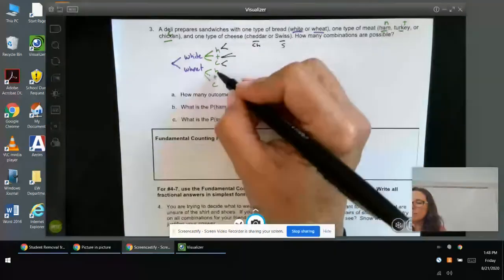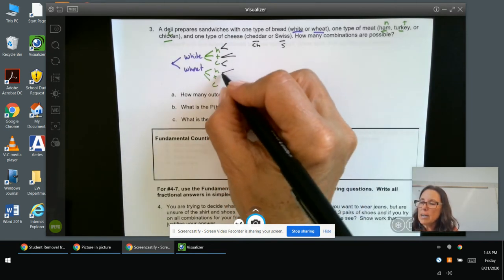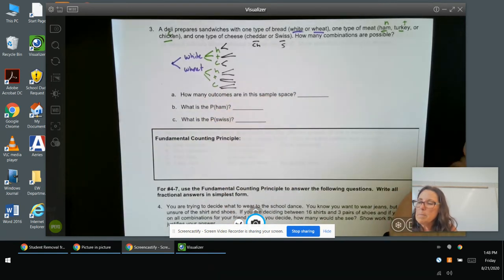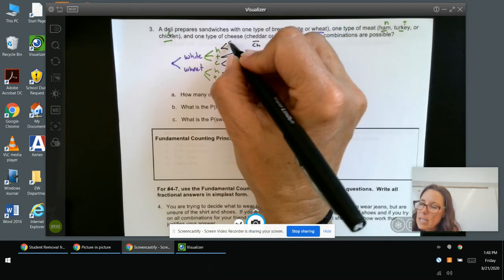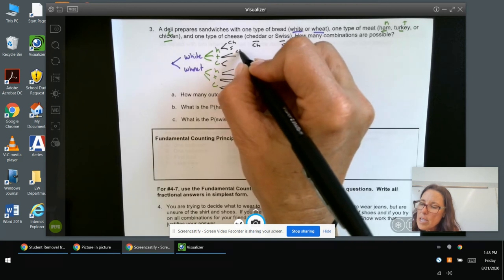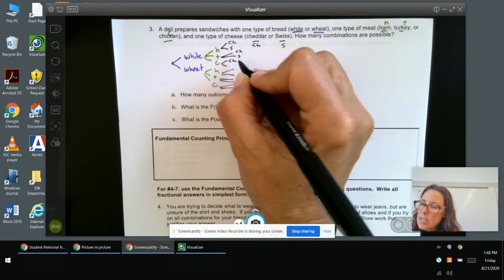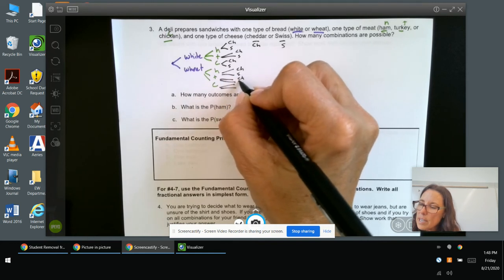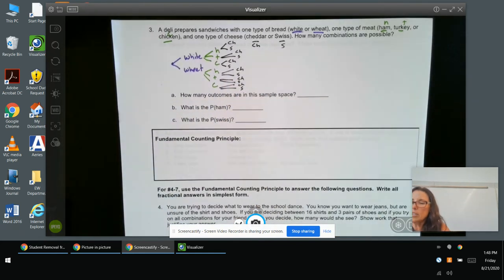And then coming off of these 3, I'm going to have 2 marks coming off of each. And I've got my CH and my S, CH and S, CH and S, CH and S, CH and S, CH and S. A little bit tight in there.